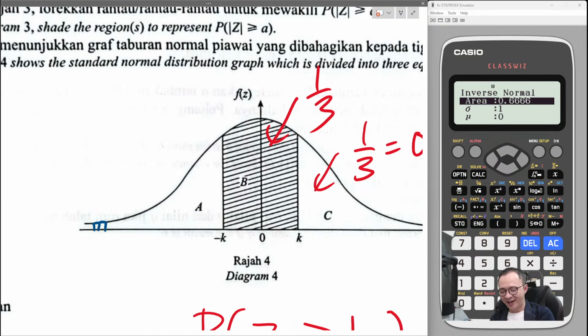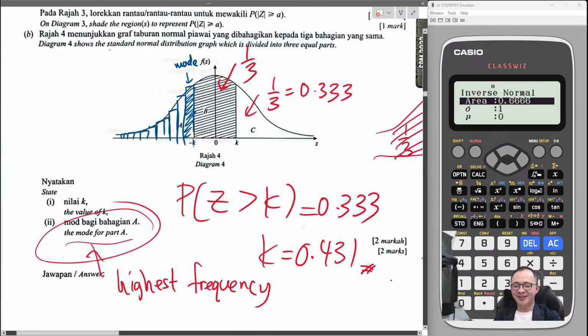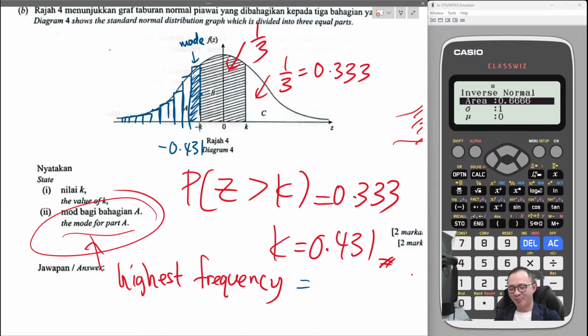For area A, there is a lot of histogram here. Even though my histogram is a very bad drawing, I don't care about that. I want to explain the concept only. Among all these histograms, the highest one is over here, isn't it? So I call this one the mode. What is the height for this one, or what is the z value for this one? It's literally the negative k, right? Negative 0.431.